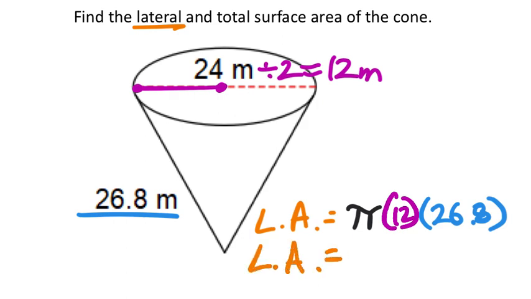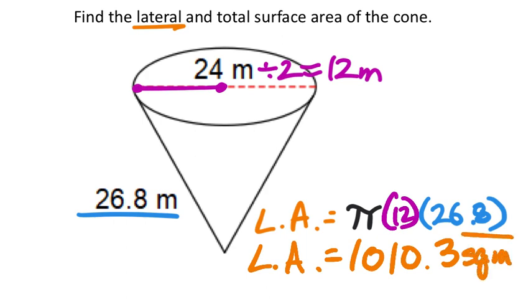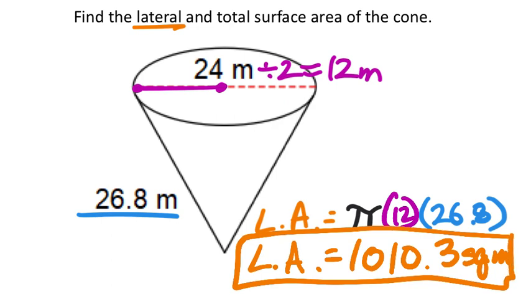So let's see what the calculator gives us. Pi times 12 times 26.8. And this one I will round to the nearest tenth because that's what the assignment wants. So let's see, I kind of feel like I typed that in wrong, but I double checked and it looks like it's good. So that's 1010.336, and again, I'm just rounding to the nearest tenth. So 1010.3, and again, we are looking at square meters on this one. So there's our first answer for lateral area.